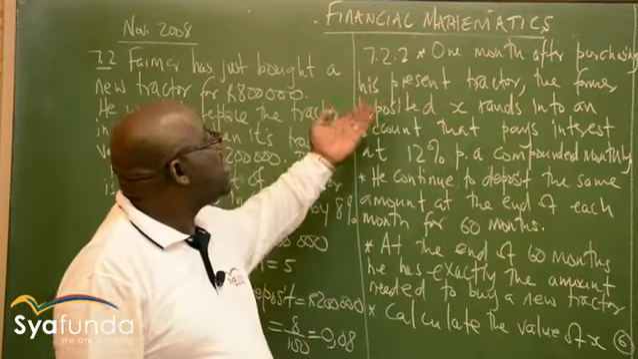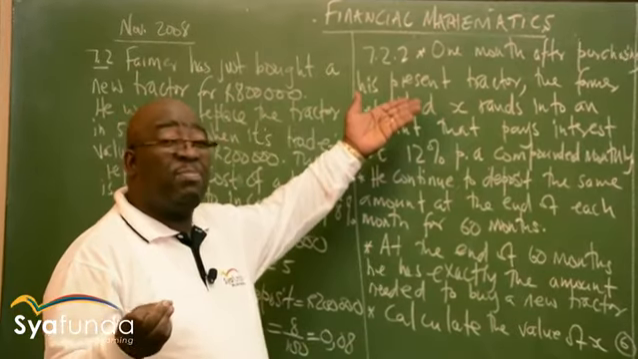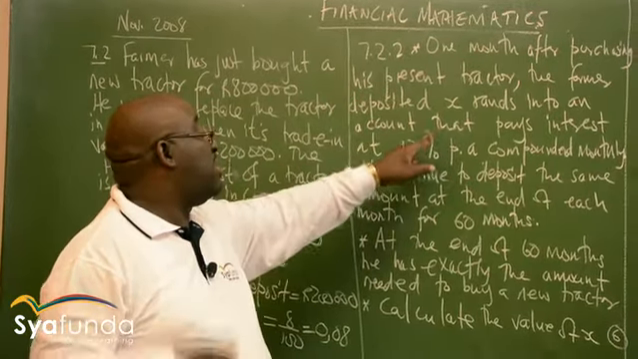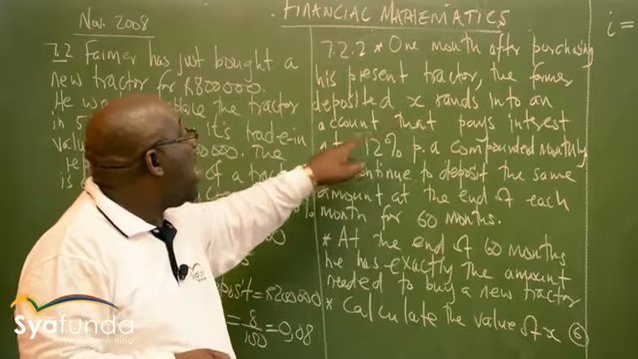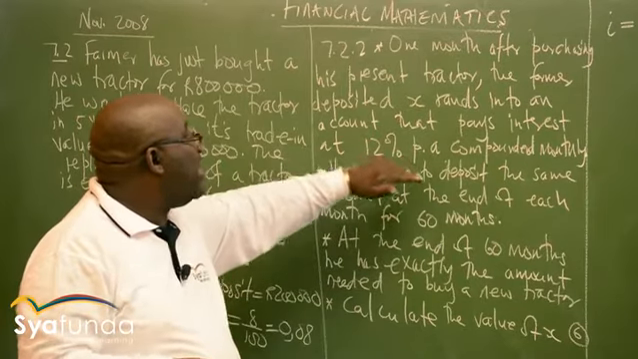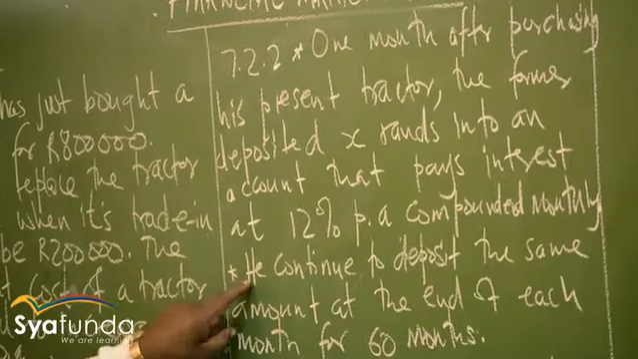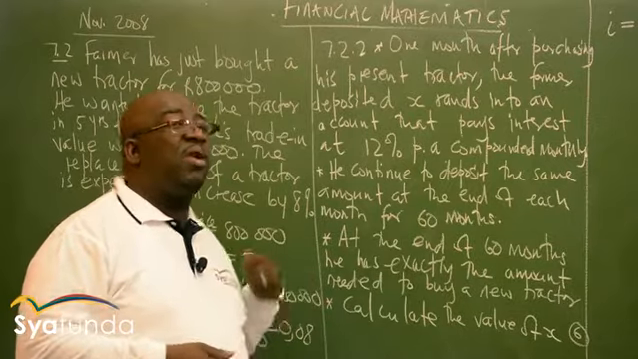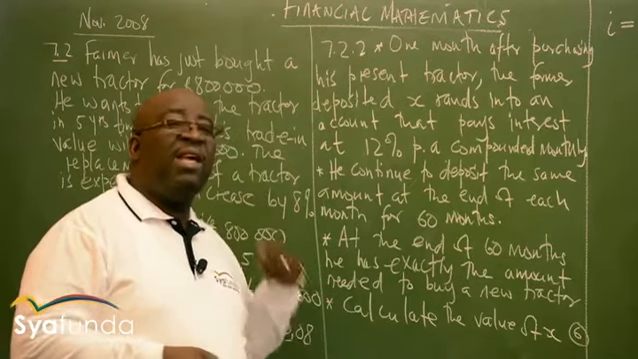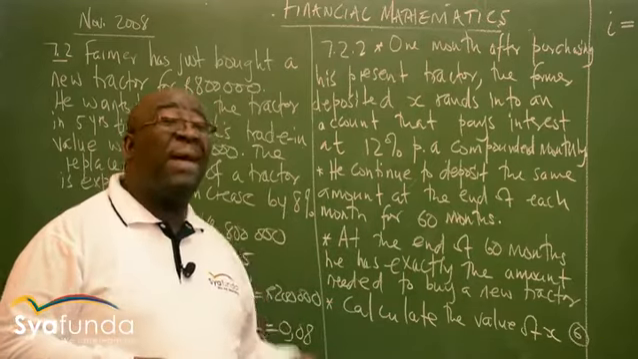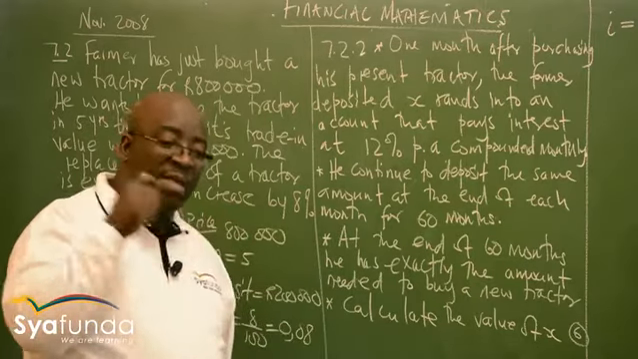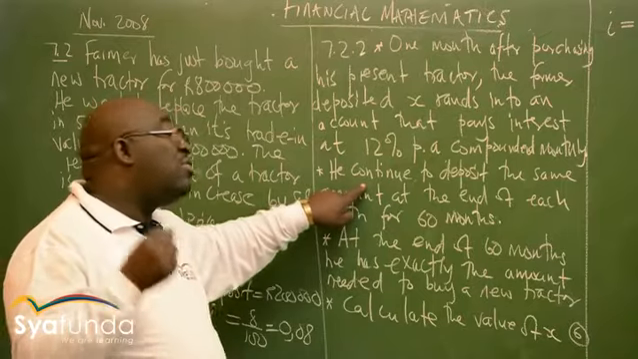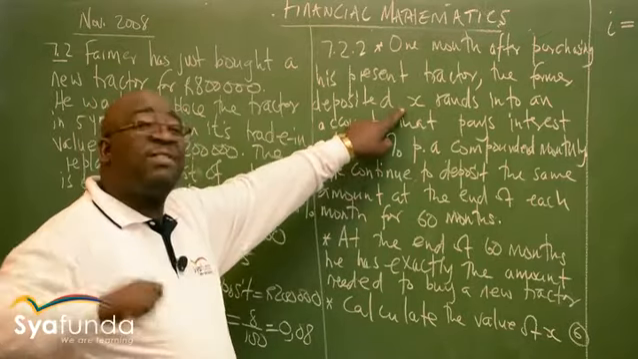1 month after purchasing his present tractor, let's remember how much the present tractor is at the moment. It is 800,000. The farmer deposited X rands. He's depositing some money now into an account that pays an interest of 12% per annum, compounded monthly. He continued to deposit the same amount. That is very important. In other words, there are installments being paid every month. So there's an annuity. This statement was important to tell us that these are the installments that he pays every month.